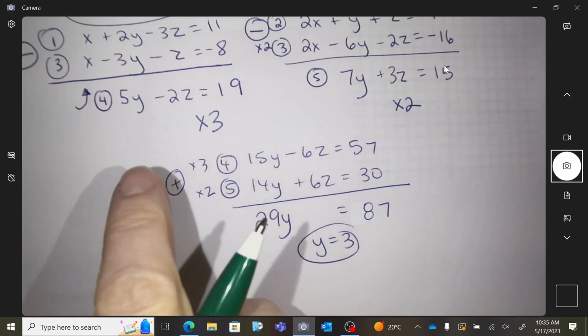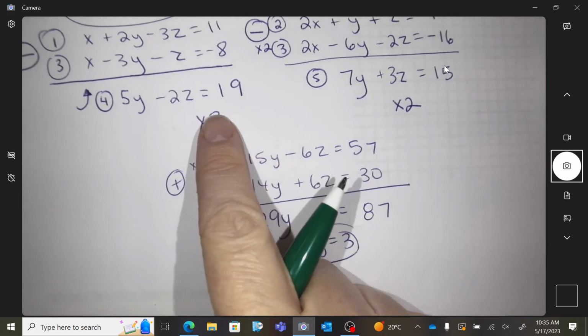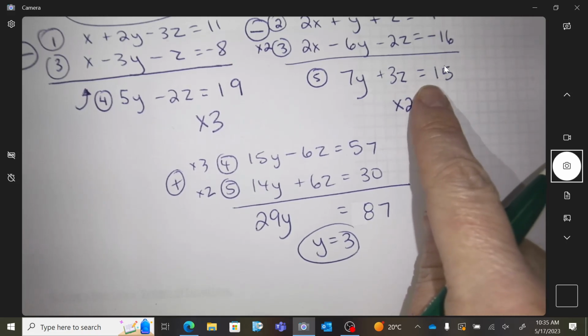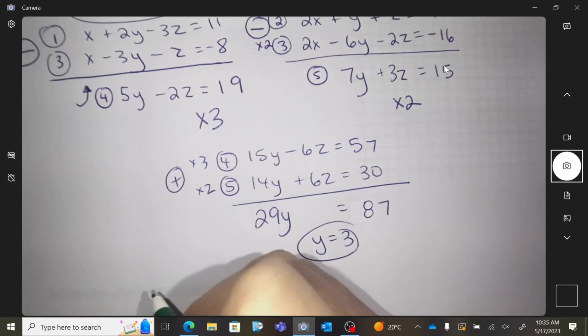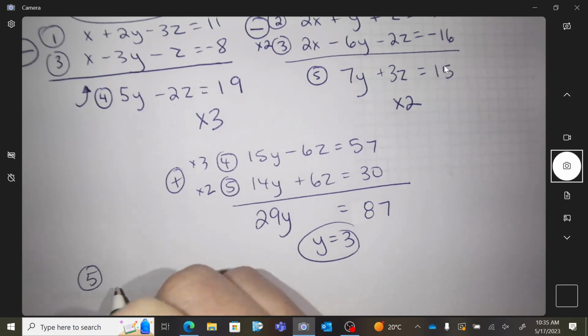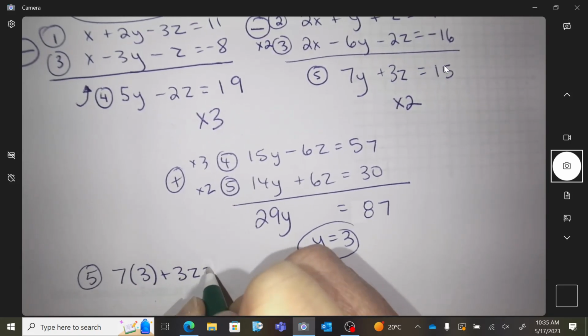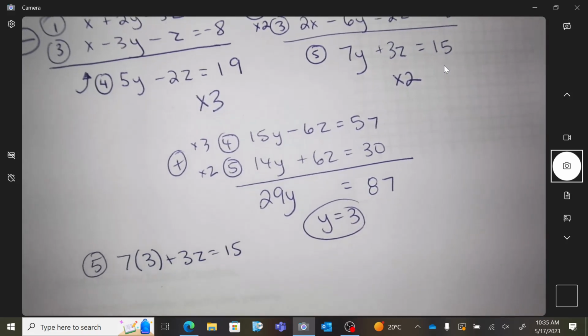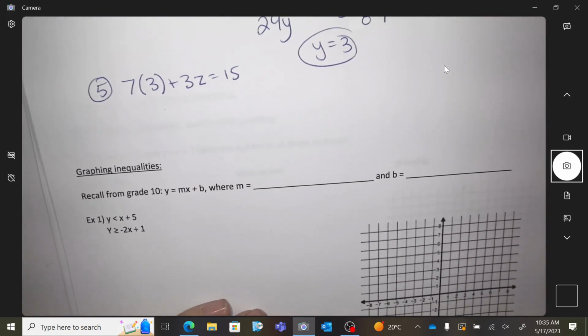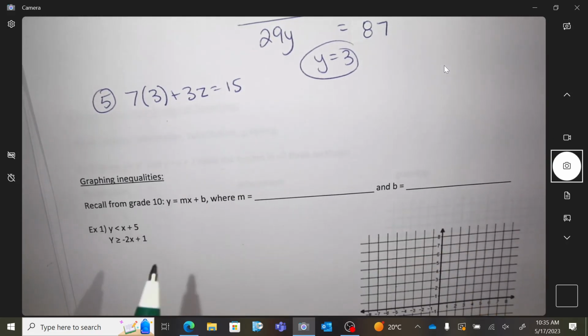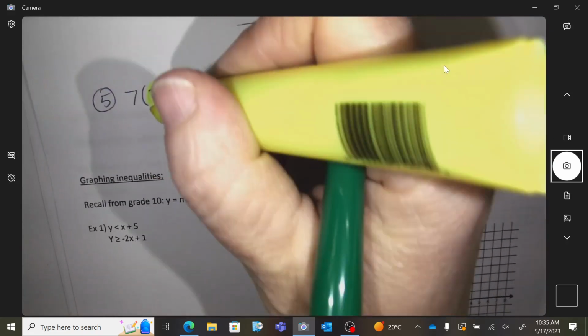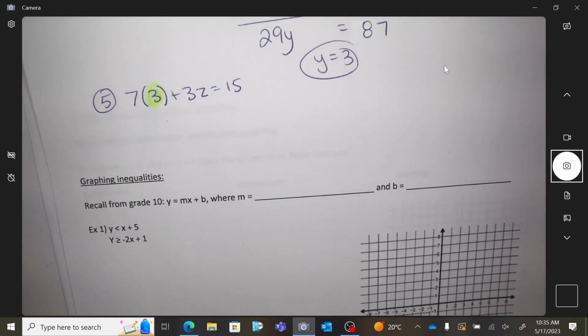So we're going to plug in. Which one looks better for you? 5? I'm going to pick 5 because I don't like working with subtractions. So 5, I'm going to go 7, plug in y, plus 3z equals 15. Okay, so like I said, when you hit that middle of the hourglass, now you start the plug-ins heading back out.